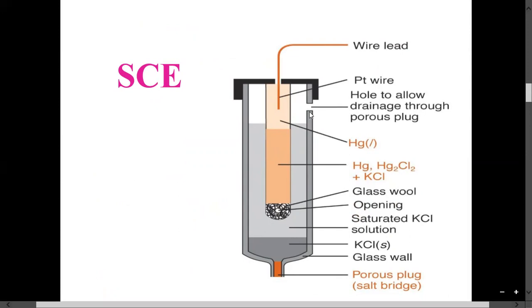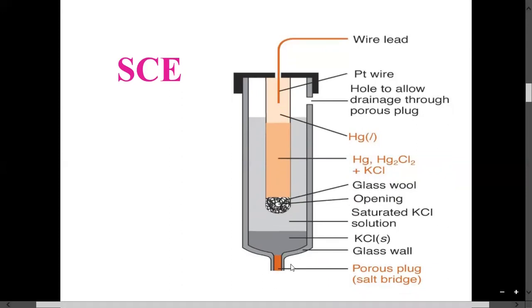Here we have the platinum wire, a hole to allow drainage through a porous plug, Hg, Hg2Cl2 plus KCl. Then after the glass wool, the opening, saturated KCl solution, then solid KCl and glass walls. The outer layer is the glass wall, and this is the porous plug, that is the salt bridge, at the bottom of this electrode.